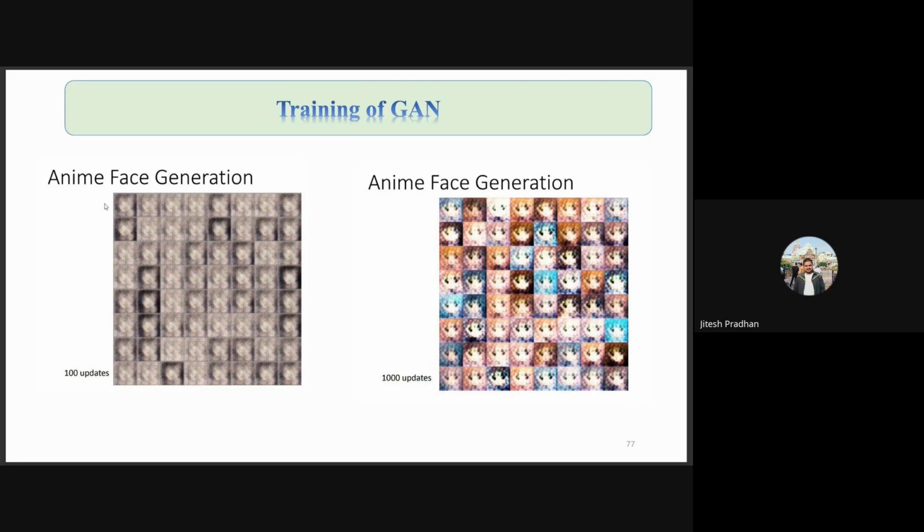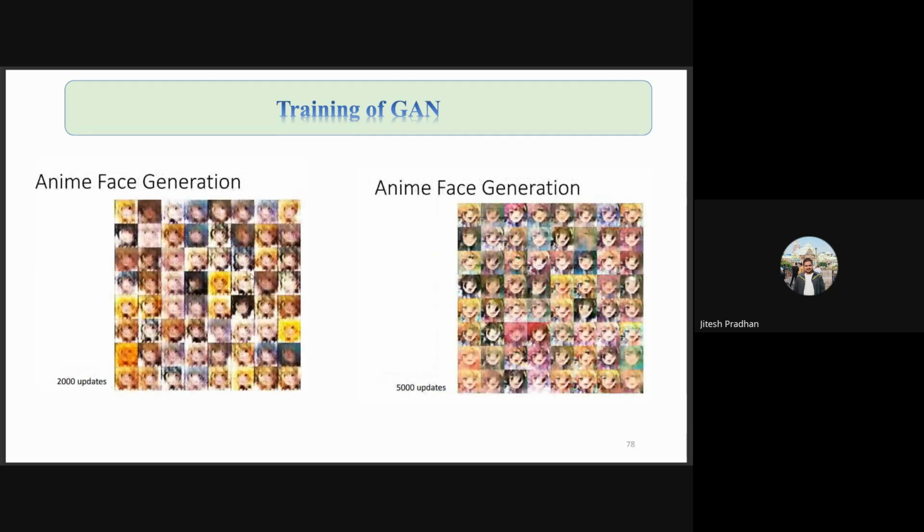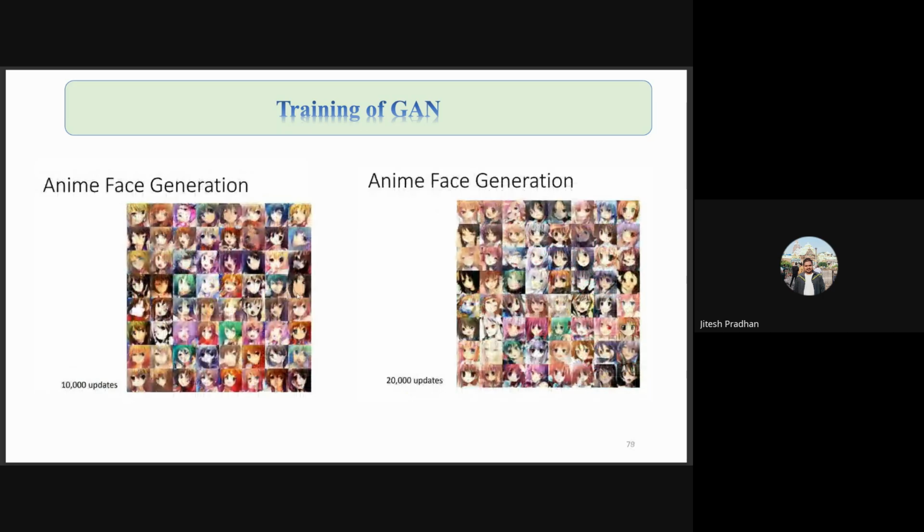Assume that in the first iteration, the output will be nothing but random noise. After 100 updates, it is giving some face-like structure. After 1000 updates, it is giving something like an anime cartoon, but still the mouth and other details are not there. After 2000 updates, it is more improved. After 5000 updates, in some cases we are not getting a mouth, and in others the positions are very different. After 10,000 updates, it looks more like an anime character, but it is hallucinating.